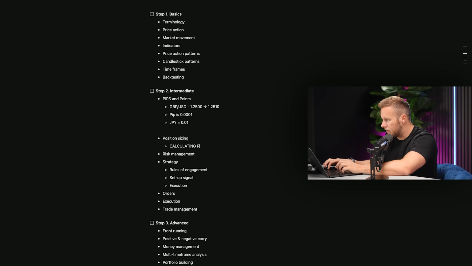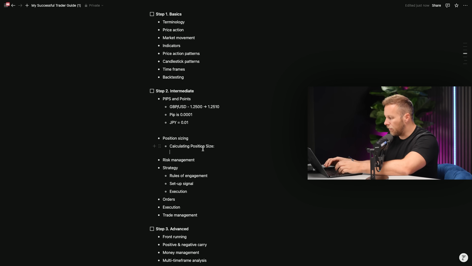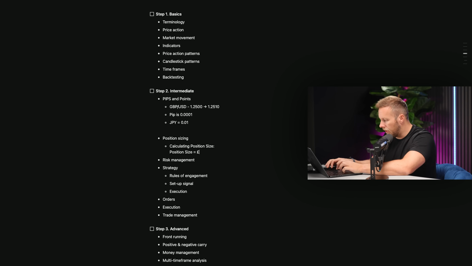Calculating position size. So first of all, I'll give you the formula, and the formula looks like this. Position size equals money risk, okay, so the monetary risk, divided by the pip value multiplied by the stop loss, right? Now, I know that looks painful, but it's much easier to understand once I give you an example. So let's talk about an example here.